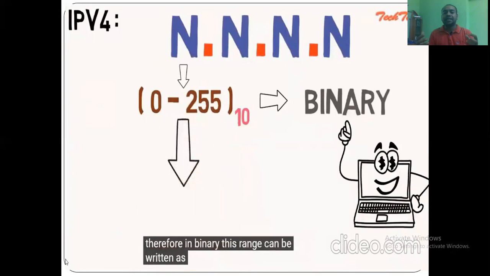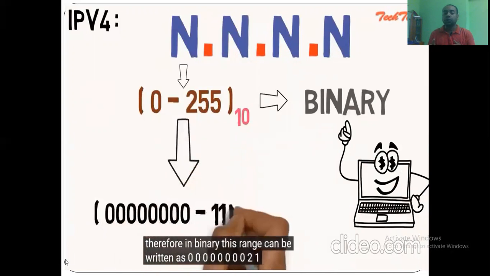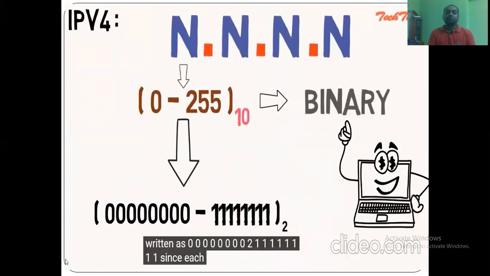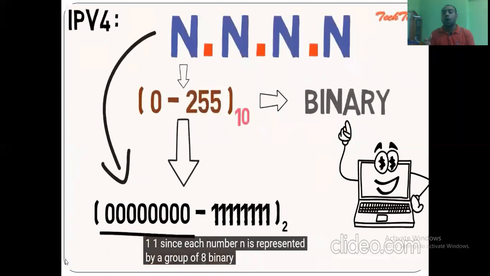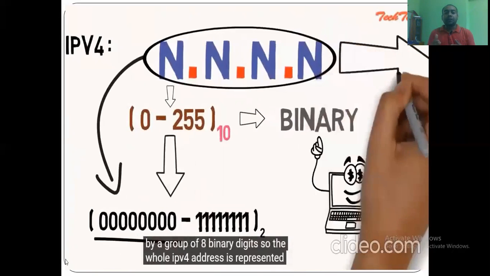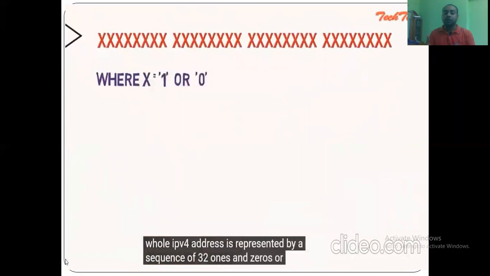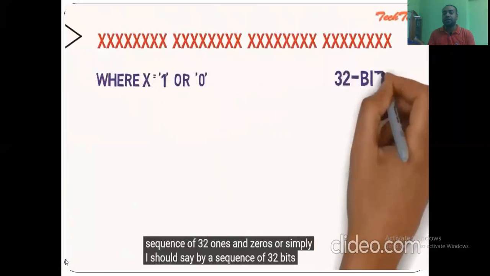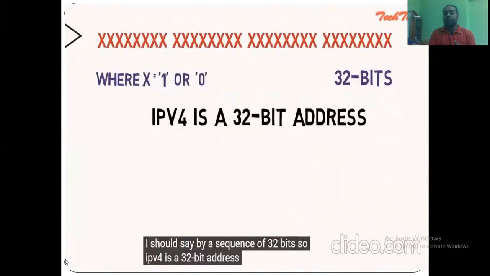Therefore, in binary, this range can be written as 00000000 to 11111111. Since each number is a group of 8 binary digits, the whole Internet Protocol version 4 address is represented by a sequence of 32 ones and zeros, or simply, a sequence of 32 bits. So IP version 4 is a 32-bit address.